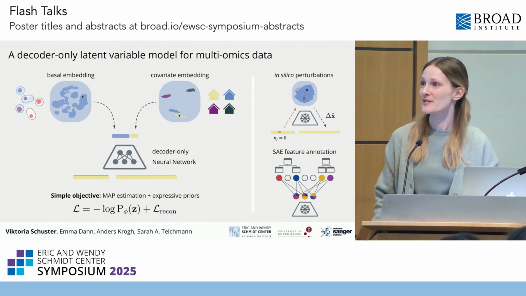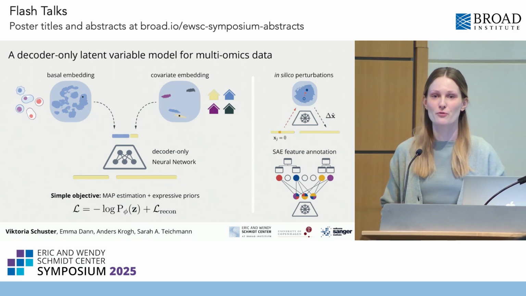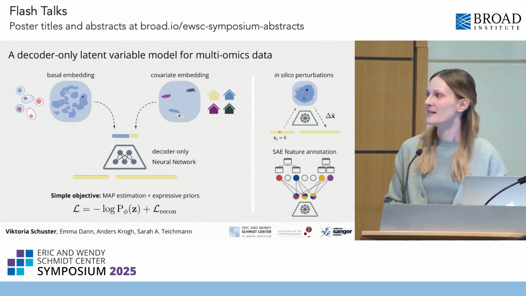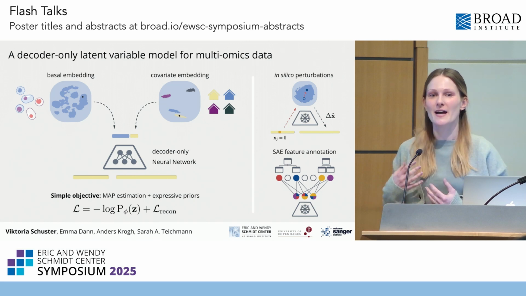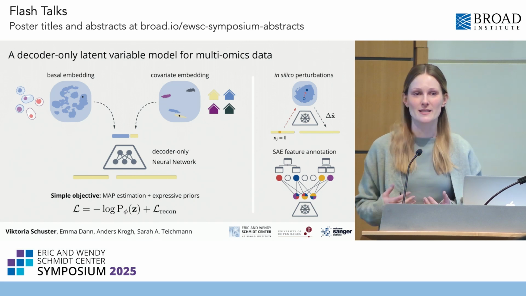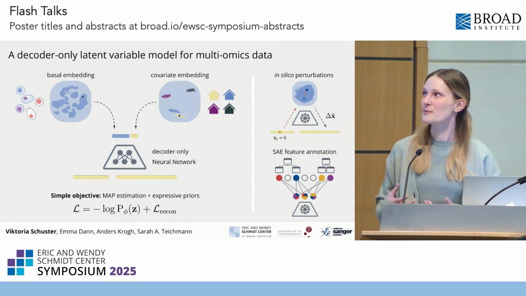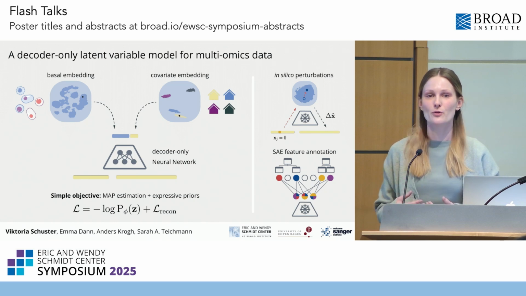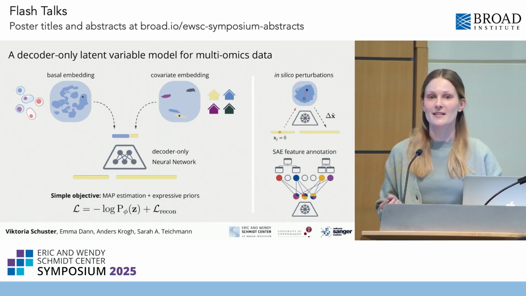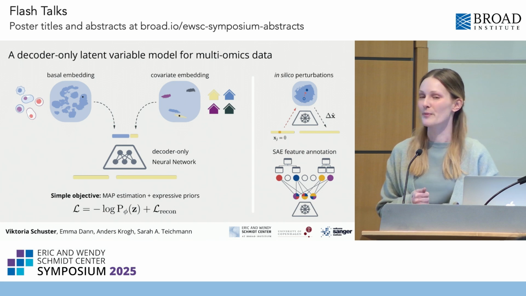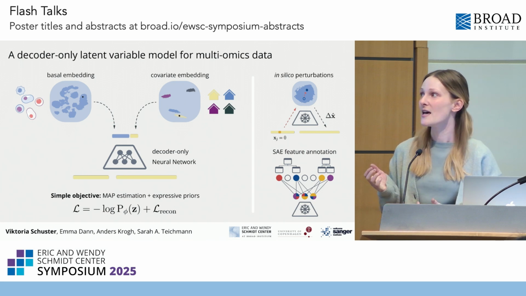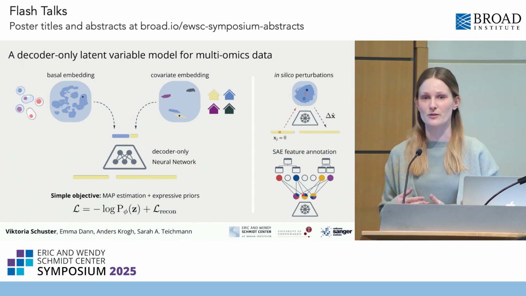Hi, I'm Viktoria Schuster. I'm a postdoc at the Schmidt Center and formerly at the University of Copenhagen. Sometimes we deal with high-dimensional data, but not quite as many samples as we would like. So for this purpose, we've developed a decoder-only generative model that is highly data efficient compared to traditional autoencoder-based models and learns very expressive latent representations.